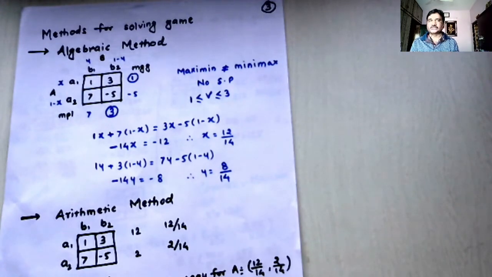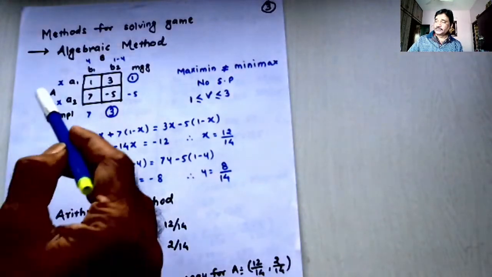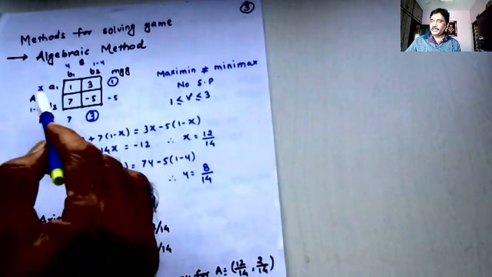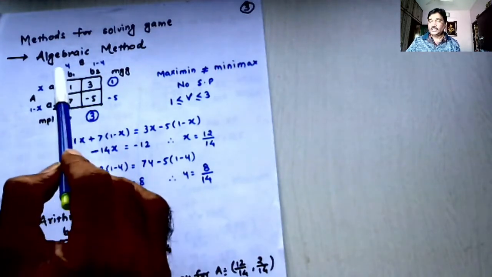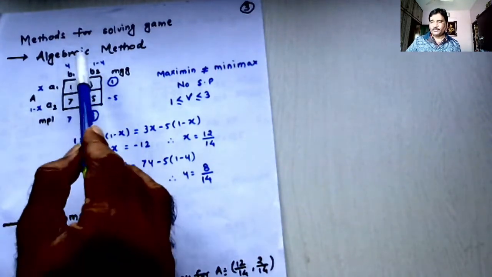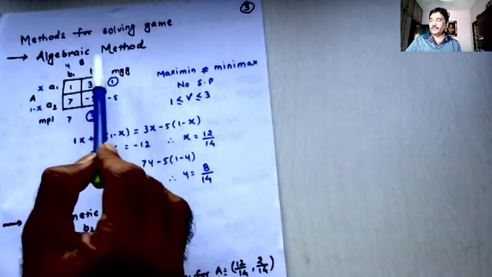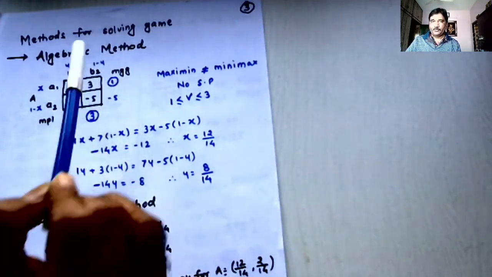Now, in this lecture, we'll be seeing various methods of solving the game. The very first being the algebraic method. We'll be taking a very small problem. In fact, the algebraic method is applicable to games in which both players have only two courses of action available. Say this is the game given to you. Player A has two courses of action available, A1 and A2, and player B has two courses of action available, B1 and B2. And this is the payoff matrix.